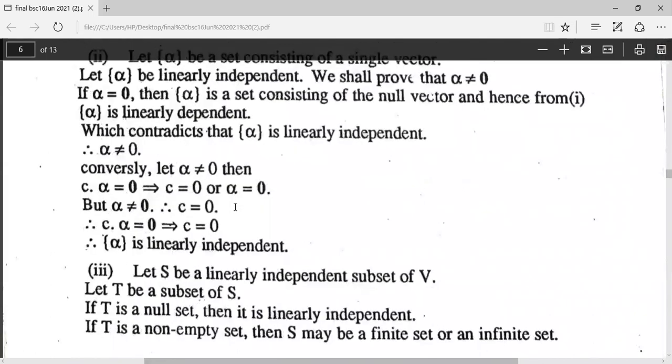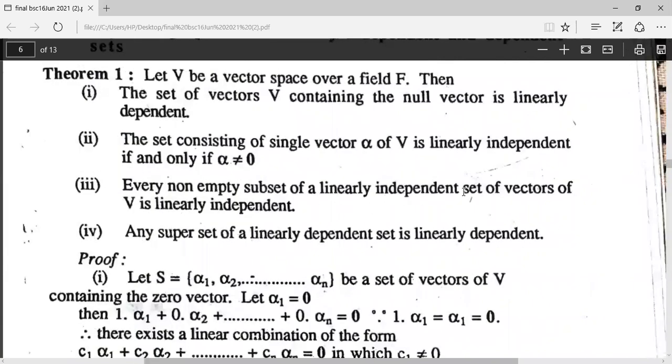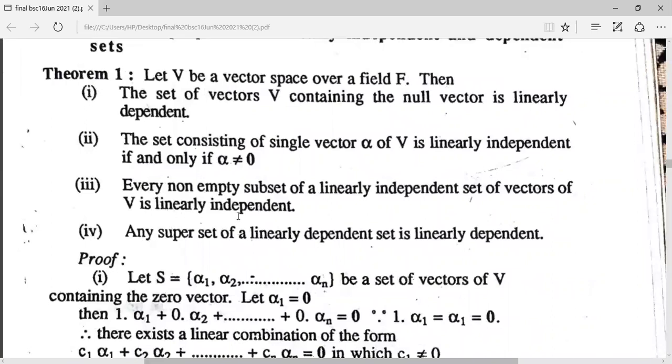Next, we'll prove the third result. What is that third result? Every non-empty subset of a linearly independent set of vectors of V is linearly independent. The meaning of this is, if you have a linearly independent set, some set of vectors that are linearly independent, take a subset of that linearly independent set, then that subset is linearly independent.